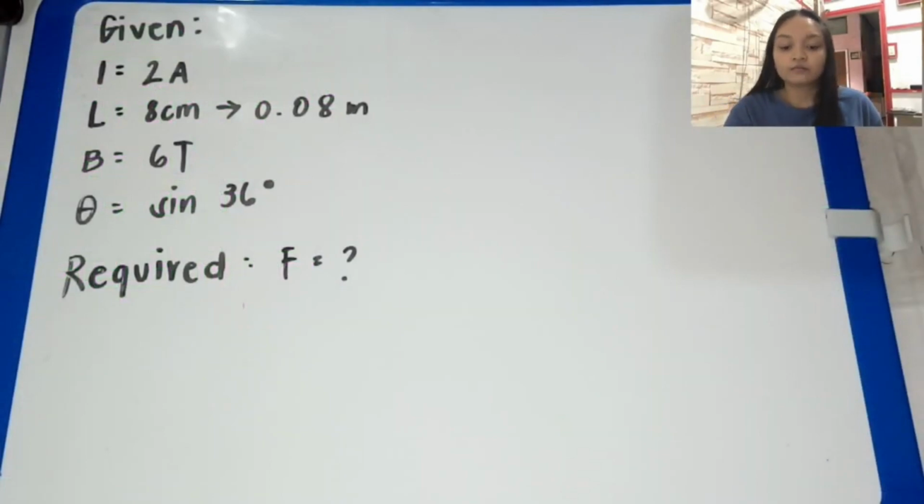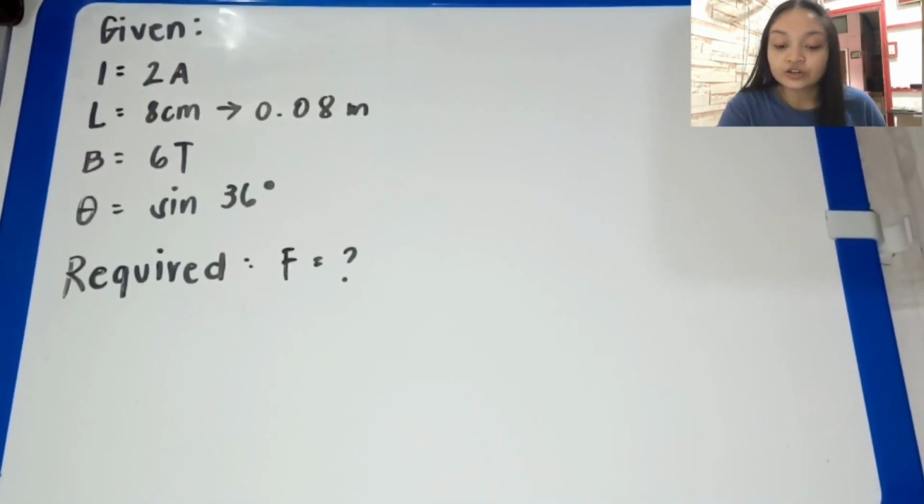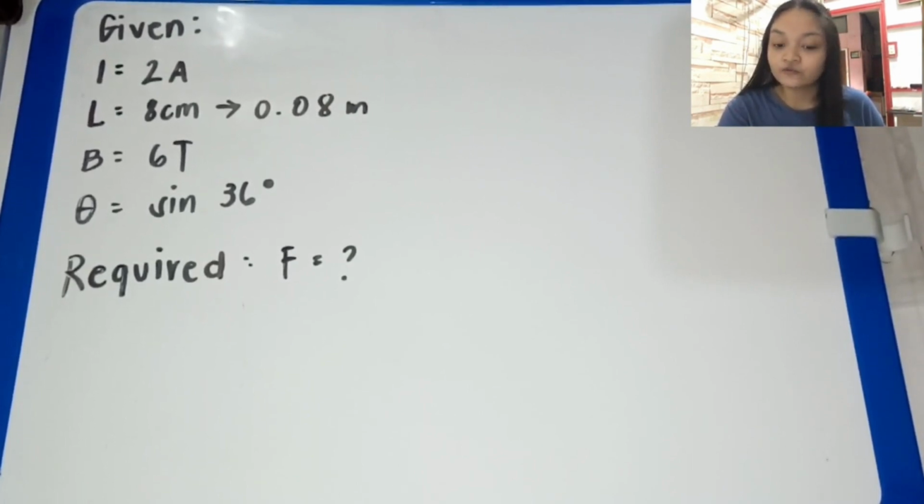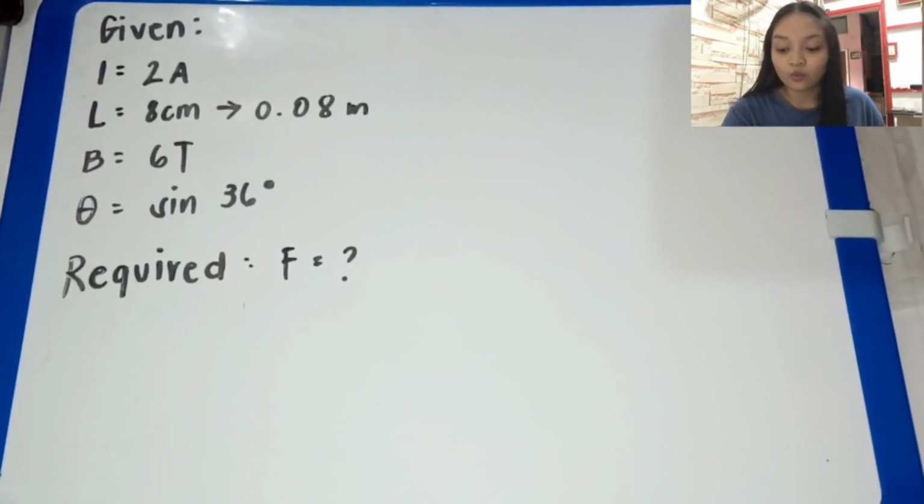And for our problem set number 2, here's the question. An 8 cm wire with a current of 2 ampere is oriented 36 degrees from parallel to a magnetic field with a strength of 60. What is the force on the wire?